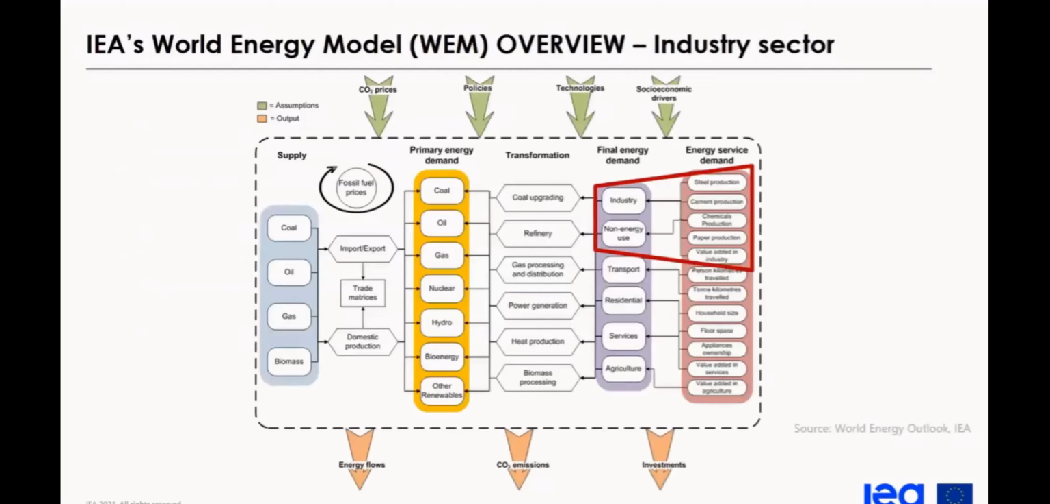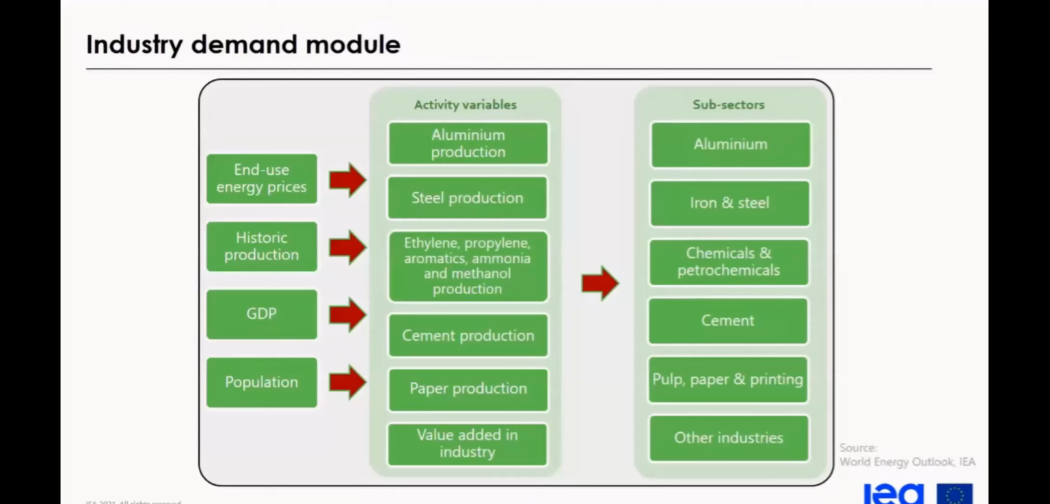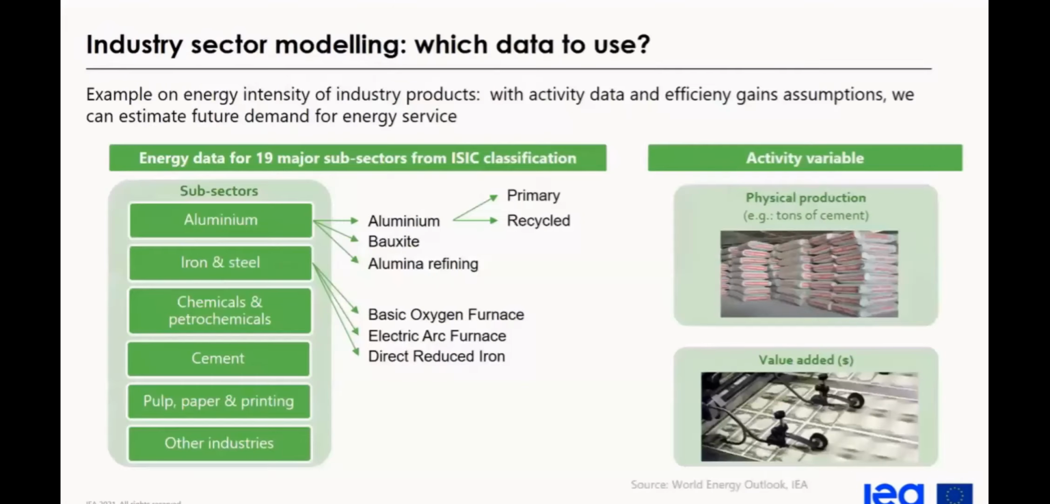Now we will very quickly illustrate this on the industry sector. So the industry demand module is disaggregated per sector. So we will have different industrial sectors, aluminium, cement, etc. And in our model, we will, as usual, have as inputs socioeconomic drivers like GDP, population, but also historic production of industry products and end-use energy prices. In terms of activity variable, we will take into consideration physical production.